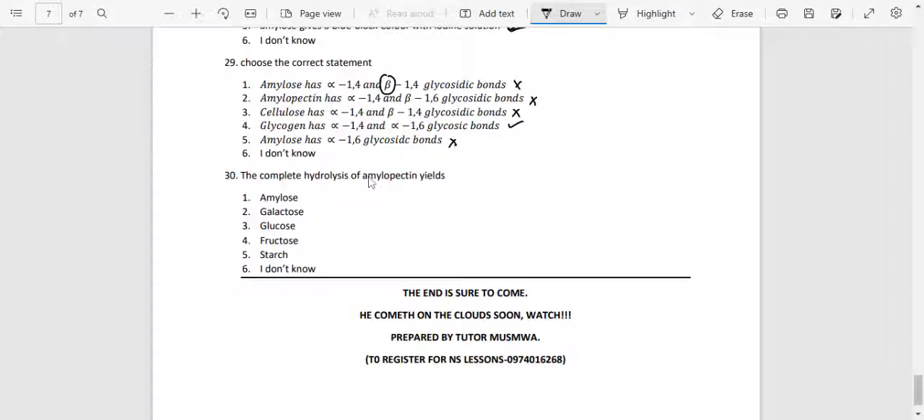The complete hydrolysis of amylopectin yields amylose, galactose, glucose, fructose, starch. So amylopectin is a starch, and the starch is made from maltose. Maltose is made of glucose. So when you hydrolyze, or when you react amylopectin with water, you are going to form glucose at the end of it all.